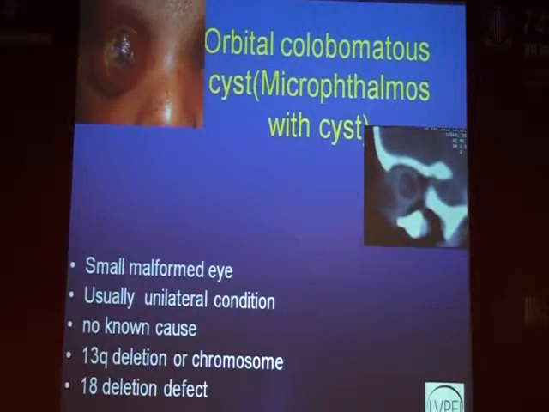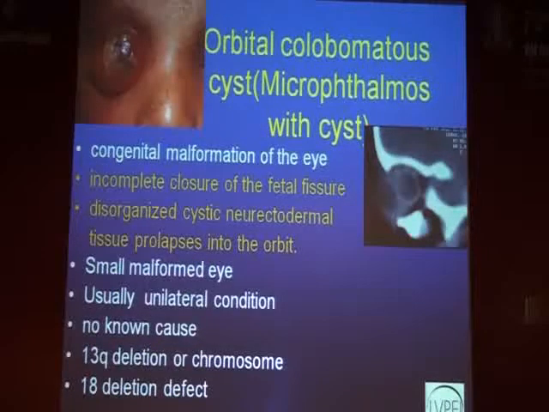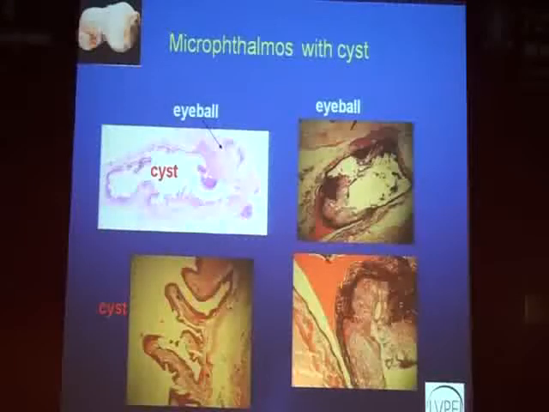The colobomatous cyst is nothing but incomplete closure of the fetal fissure, and the disorganized cystic neuroectodermal tissue prolapses into the orbit. So this cyst also looks just like a microphthalmos with cyst on microscopy. So this is the gross picture, and this is the microscopy.